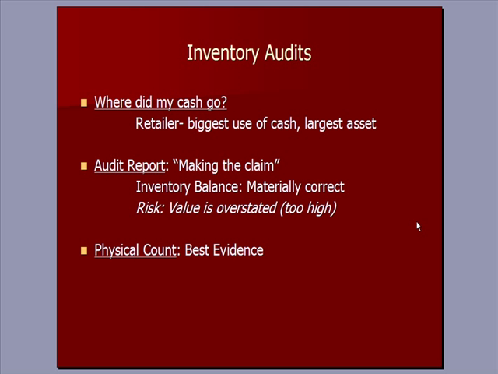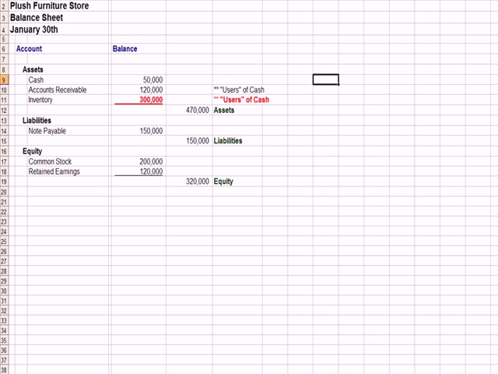Our best evidence of inventory is to physically count the inventory. If I hop over here to Excel, what you see is a balance sheet. And what I've suggested here is that we have $320,000 in equity, but we only have $50,000 in cash. So at some point we started the business, again I'll repeat, we funded it with cash, and we want to know, where did our cash go? Because prior to this date, January 30th, the cash balance was much higher.